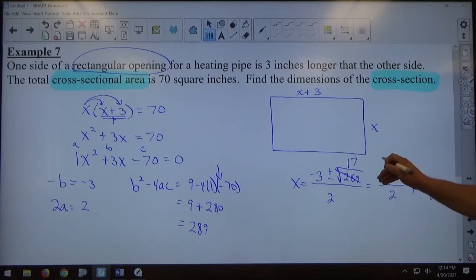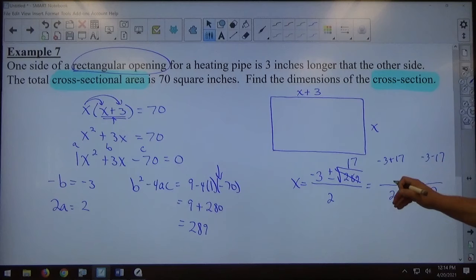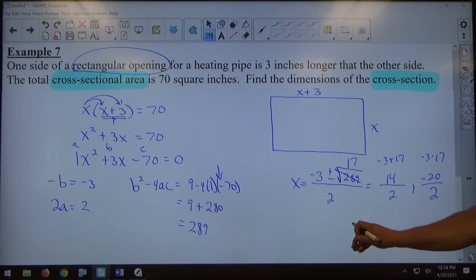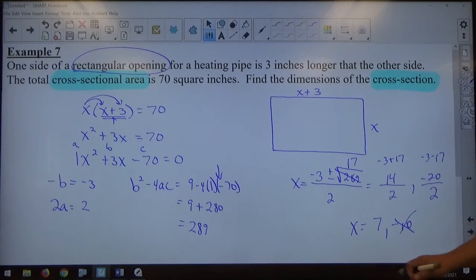To get the somethings, we're going to do negative 3 plus 17 and negative 3 minus 17. Negative 3 plus 17 is 14. Negative 3 minus 17 is negative 20. So the answers for x are either positive 7 or negative 10. What does x represent in this picture? The length of a side. So which answer makes sense? The positive 7. So we throw out the negative answer because negative answers don't make sense for lengths.